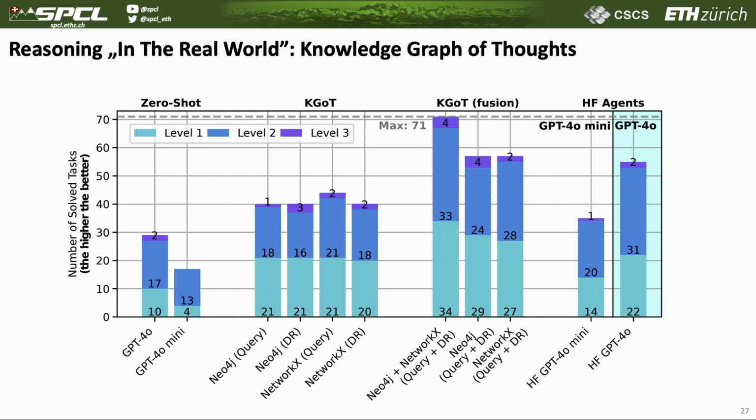Right? Then we have this mid part, KGOT, which is, as the name suggests, our scheme, knowledge graph of thoughts. And we have a couple of different variants. For example, we are using the Neo4j backend, which means that we are using a graph query language to query for the answer. Or maybe we are using NetworkX, and then we have different subtypes. This is not very relevant at this point. These are just different ways to build the queries that we are sending to, for example, a graph database or a graph backend.